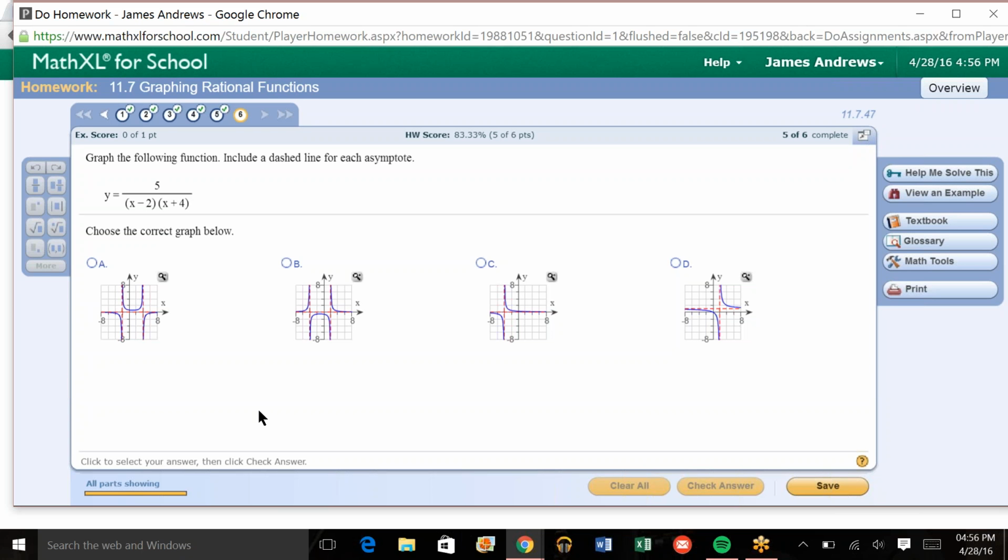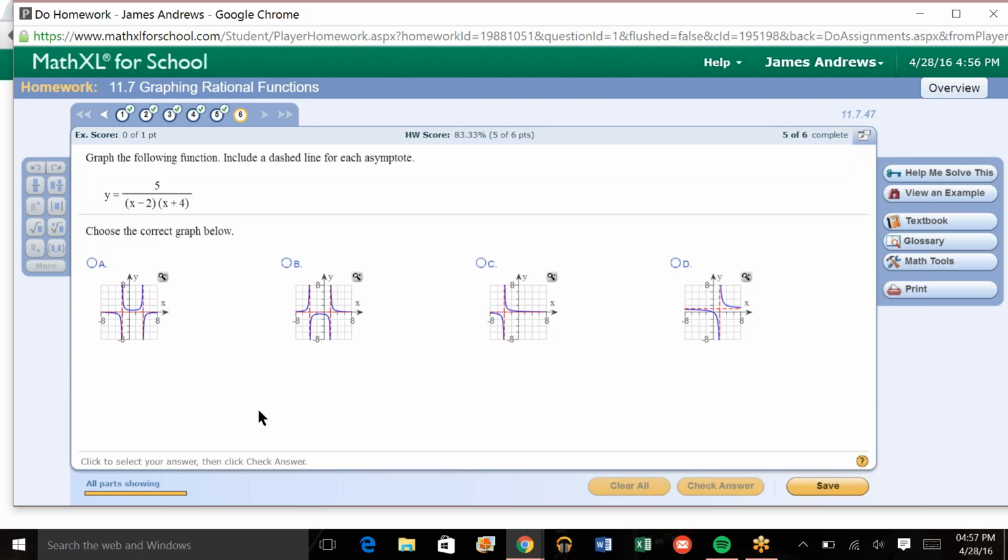Now, what's the first thing we notice from looking at that equation? How many vertical asymptotes are we going to have? We're going to have 2. Correct. So the answer has to be what? There's only two graphs that have two vertical asymptotes. It's either going to be A or B. Correct. They both have horizontal asymptotes at y equals 0.